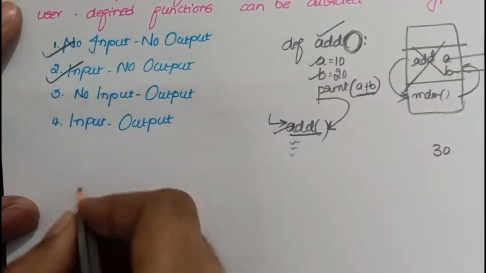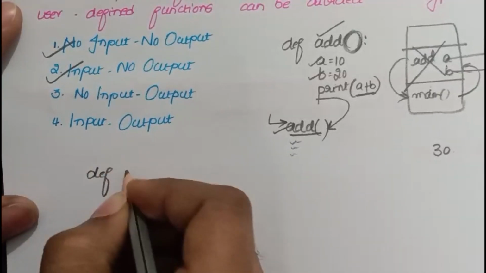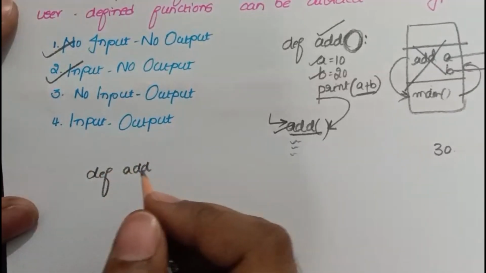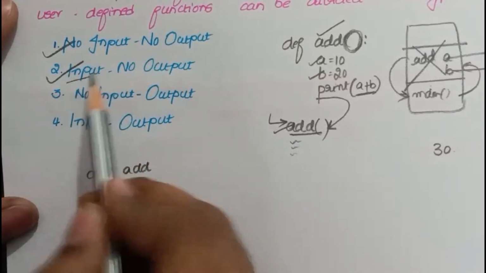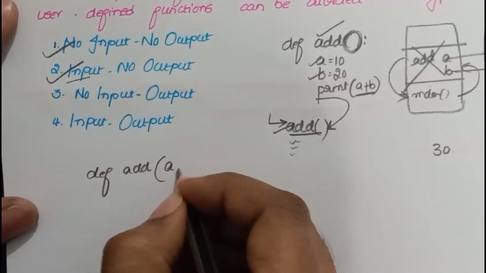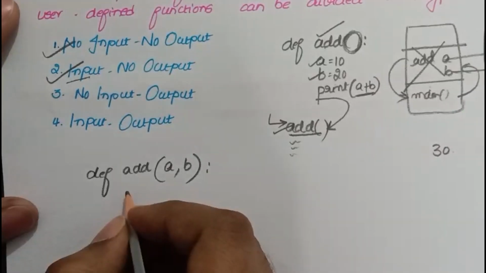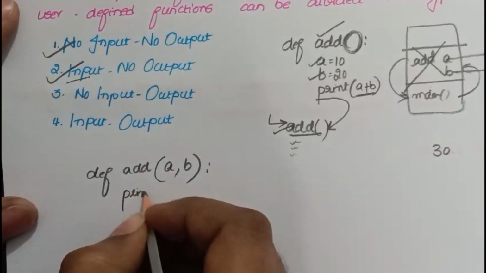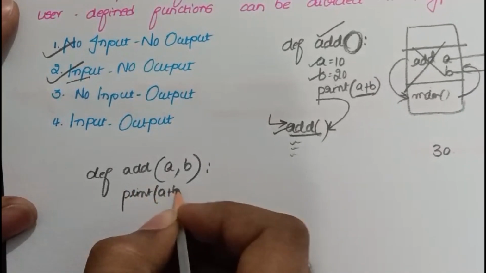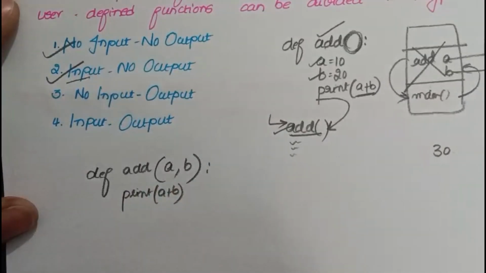Let's say we are again defining a function called add. Since it has to take input, let's say two variables a and b. We are printing the value of a and b after the addition.